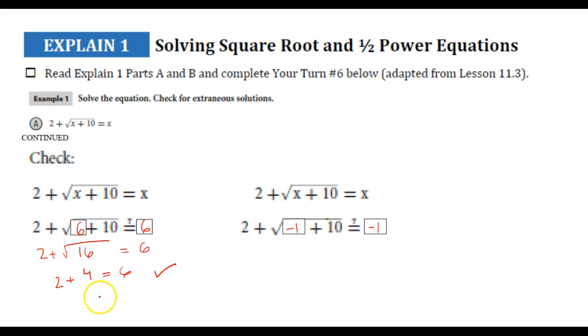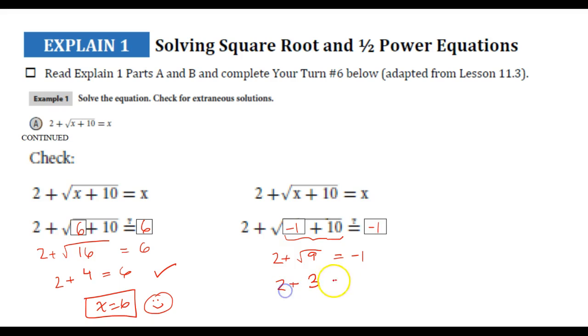Yes. So that means that x equals 6 is a solution. Yay. Let's see if that works out here. So here if I get this, 10 plus negative 1 would be 9. And I'm going to copy down the rest of the problem. What's the square root of 9?